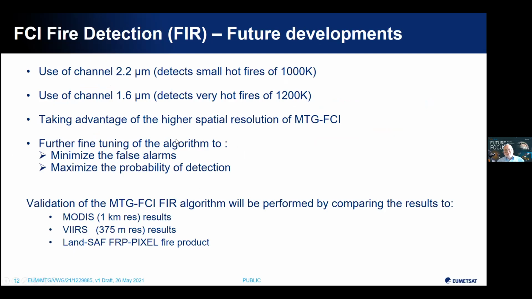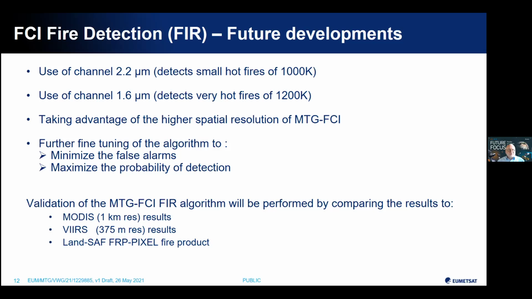And of course, we want to do future developments. We want to use for FCI the 2.2 micron channel, which is very sensitive to hot fires of around 1000 Kelvin. We also want to use in future the 1.6 micron channel for very hot fires of 1200 Kelvin. These are very small fires, but very hot fires in general.